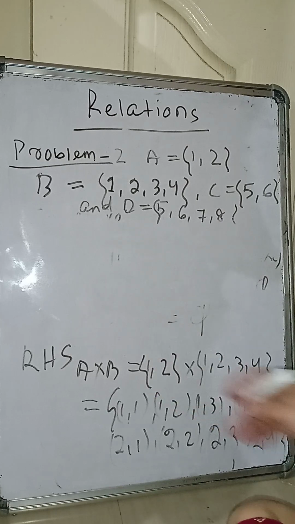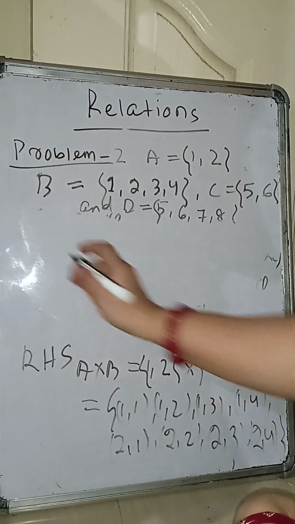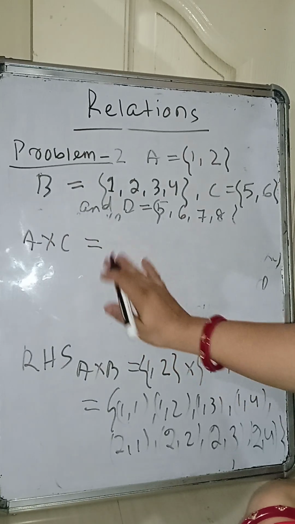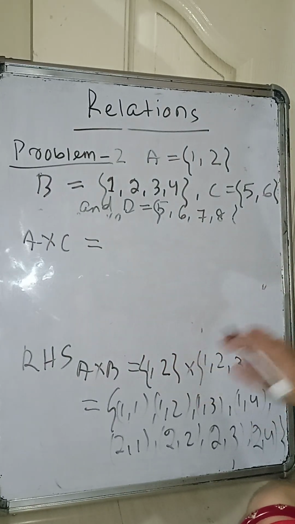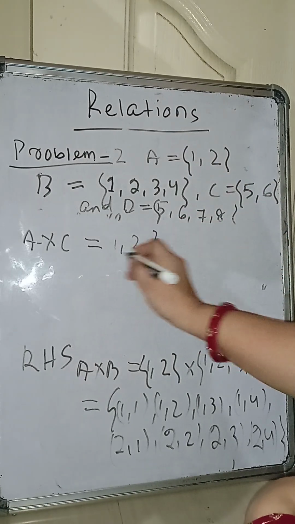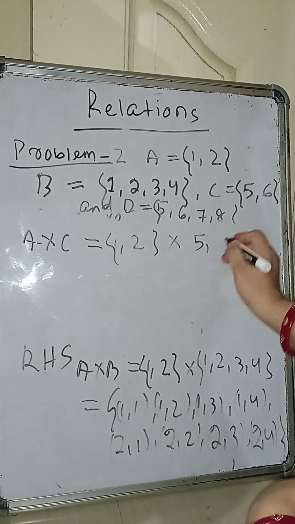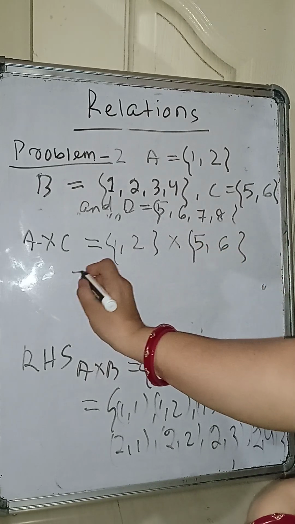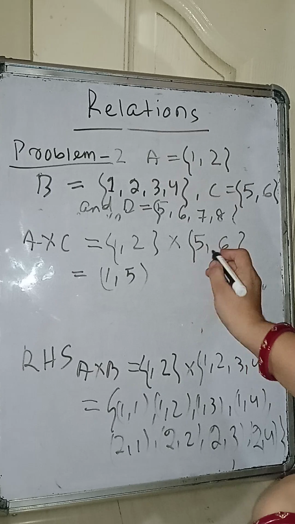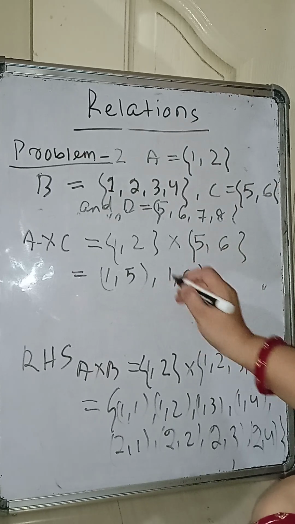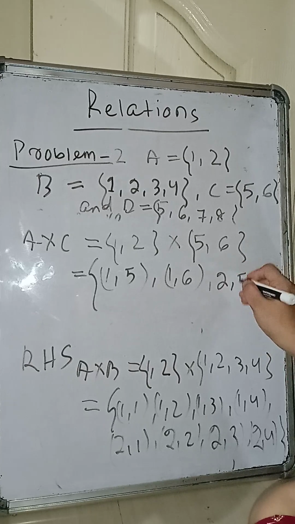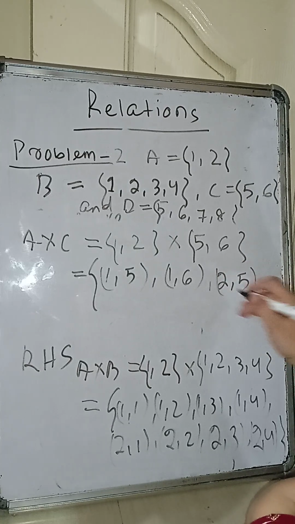Similarly, you can find the Cartesian product of A with C. So the Cartesian product of A with C, where A is 1, 2 and C is 5, 6, will be 1 with 5, the first ordered pair, 1 with 6, the second ordered pair. It is again a set. So 2 with 5, another ordered pair, the third ordered pair. Then the last one is 2 with 6.